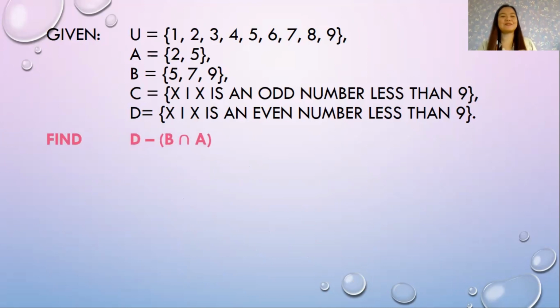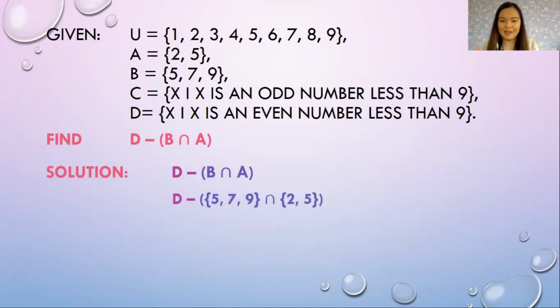Next, bonus. D minus the intersection of set B and A. Okay. Unahin muna natin yung nasa loob ng parentheses. So, D minus, ayan. Na-substitute na. Tignan mo na lang yung intersection nila. So, the intersection of 5, 7, 9 and 2, 5 is 5. Kasi yun lang yung element na magkapareho sila kasi that is intersection.